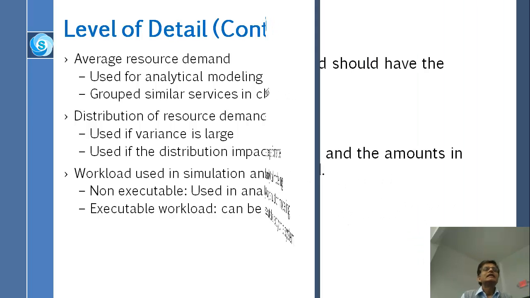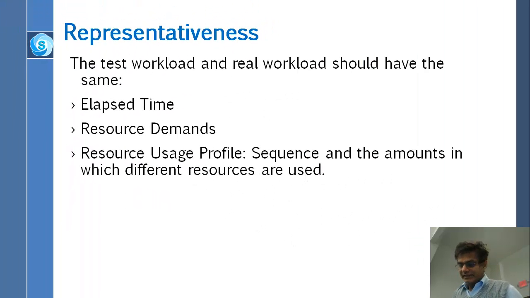All right. So the next thing is representativeness. The test workload and real workload should have the same elapsed time, resource demands, resource usage profile. So basically that is what representativeness means, that if you run the workload or you run the real thing, you should get the same kind of behavior. And these are actually more and more detailed levels of representativeness. Just one number is matching. Resource demands on every resource are the same, like you say, well, CPU time, disk time, and so on and so forth.